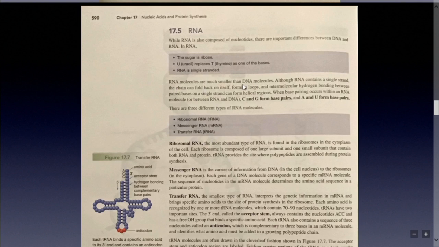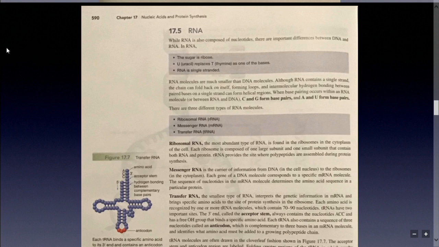Some other differences to note are that RNA molecules are usually much smaller than DNA molecules. So, for example, if a DNA molecule went all the way from the left of the screen to the right of the screen, this was an entire DNA molecule. Basically, only sections of the DNA molecule code for certain proteins. Like maybe this section here will code for the gene for hair color.